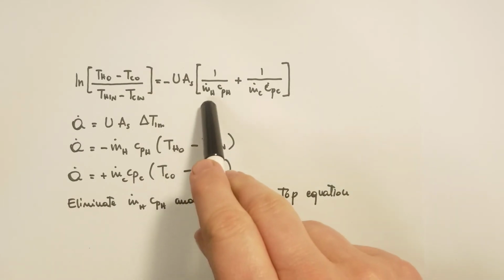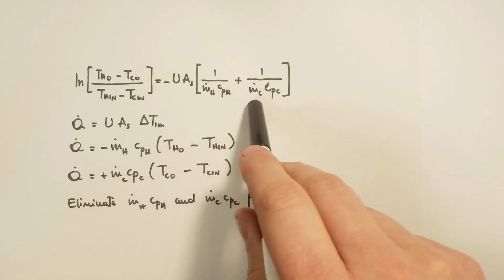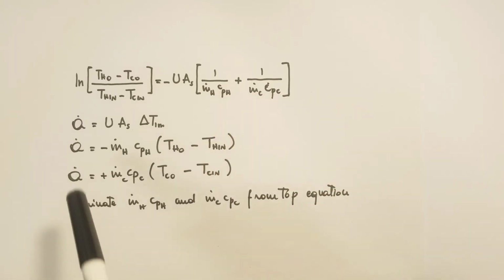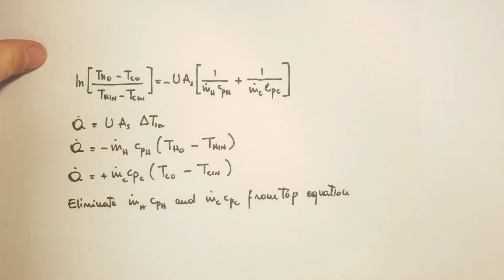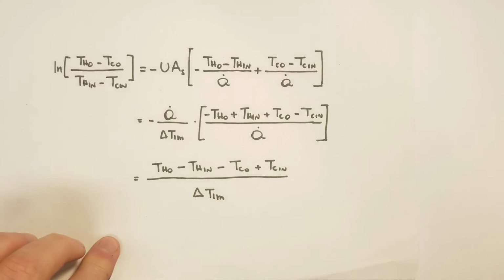To proceed now, we need to eliminate the m dot for the hot fluid and the cold fluid, the mass flow rates, and also the specific heat capacities. We do that by using the expression of the Q. We substitute in there, and we can see that the Q can be simplified in this way. So a bit of algebra.